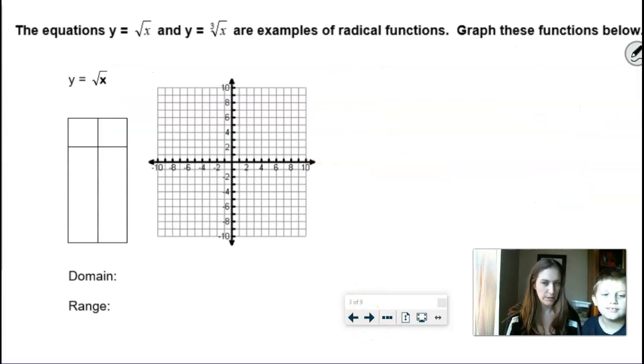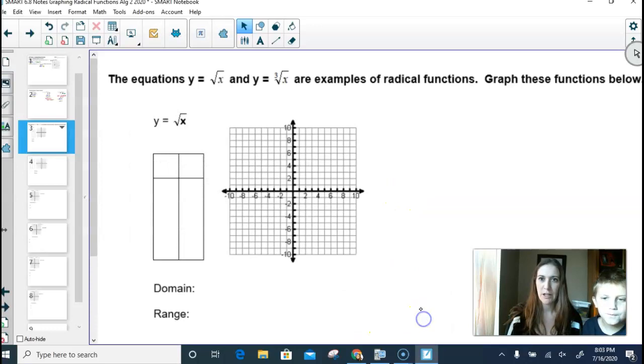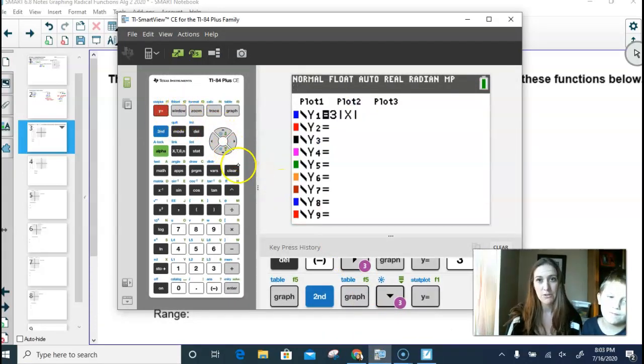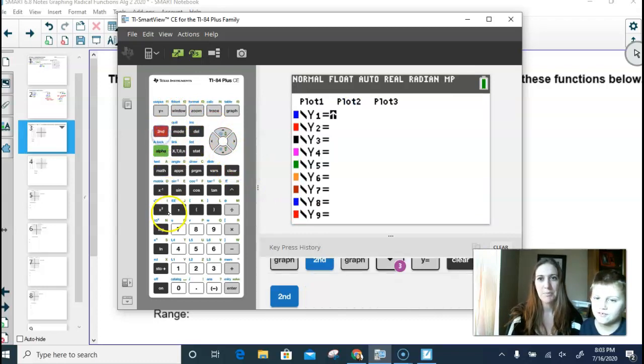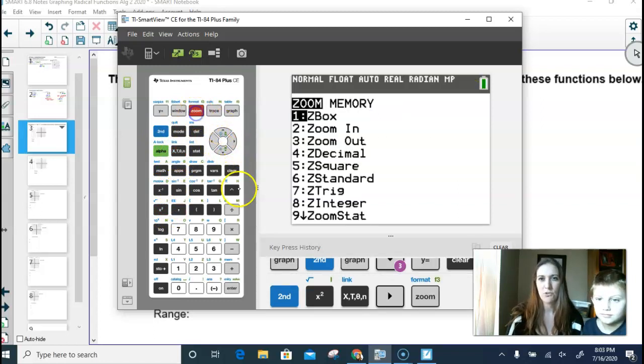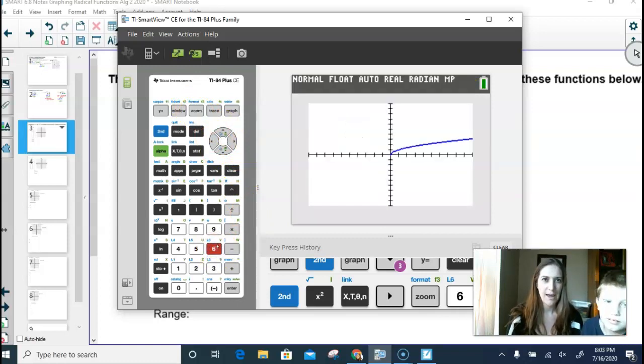Okay, here we go. First, the square root graph. Now remember, we have a really cool calculator that can help you. So those of you on your calculator, your computers, your Chromebooks, you can use that emulator. And in y equals, we're going to type in the square root of x. Now, if you have a weird window for some reason, remember you can hit zoom 6 to bring you back to the standard viewing window. And that is the square root graph.